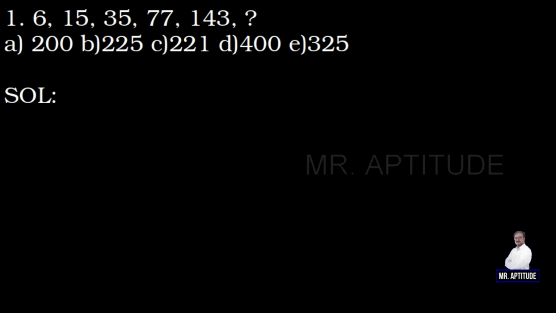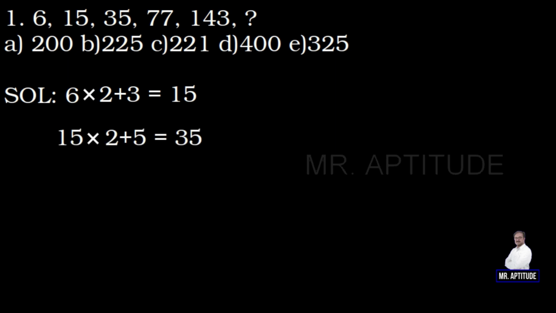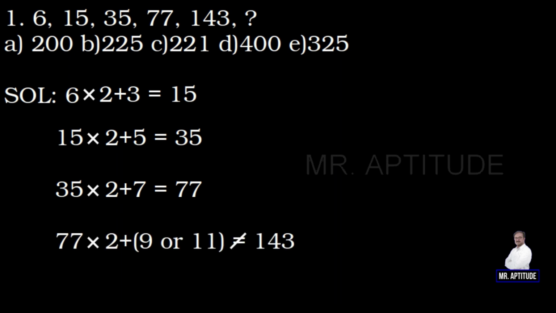If you observe the numbers 6, 15, 35, 77, 143, let us try to relate 6 and 15 this way: 6 into 2 plus 3 is 15. Can we relate 15 and 35 in the same way? 15 into 2 plus 5 is 35. 35 into 2 plus 7 is 77. Now, 77 into 2 plus 9 or 11.